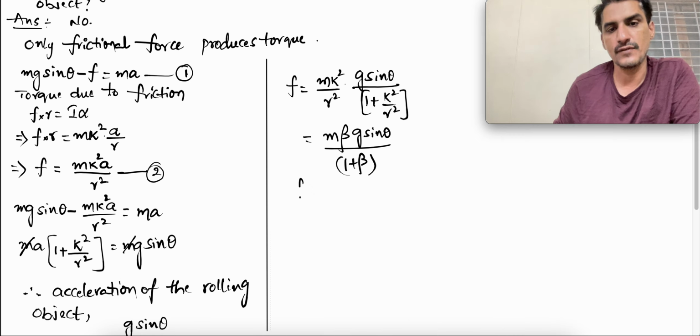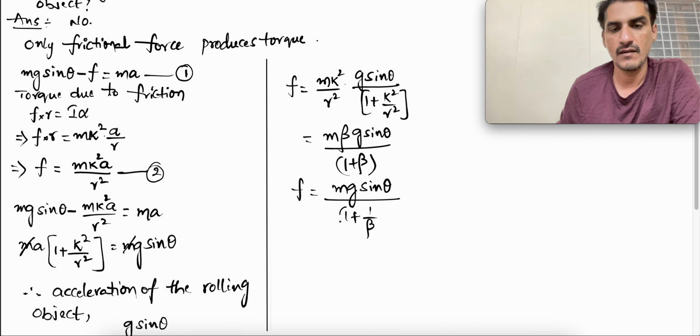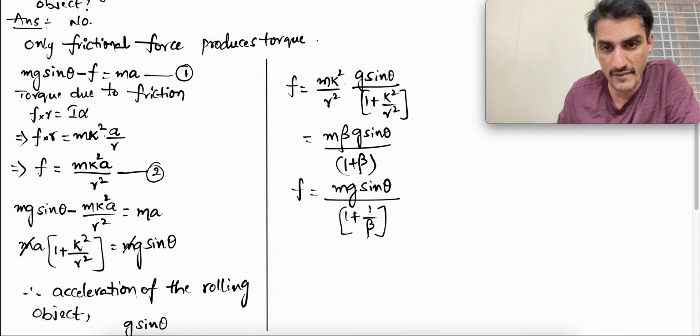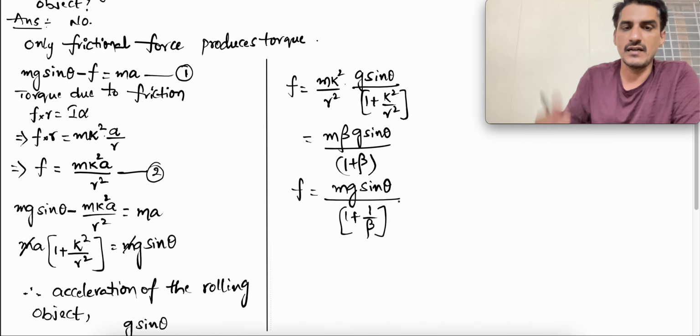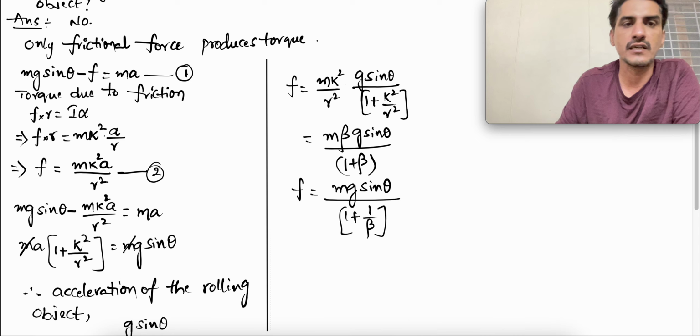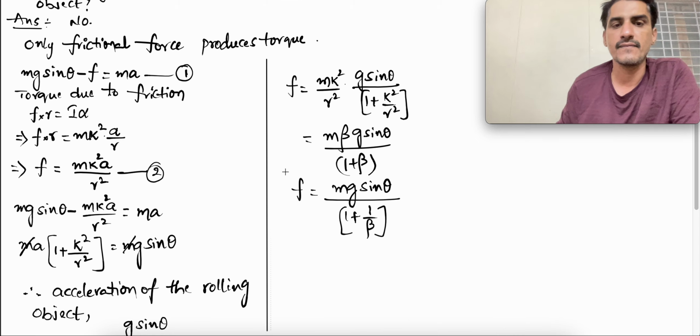Therefore, f is equal to mg sin theta divided by 1 plus 1 by beta. Don't get confused, it is 1 by beta, because in the numerator it is beta. Let us write it in the denominator so that you get 1 plus beta divided by beta, which is 1 by beta plus beta by beta, that is 1. So you will get 1 plus 1 by beta. This is the frictional force acting on it. Keep that formula in your mind.